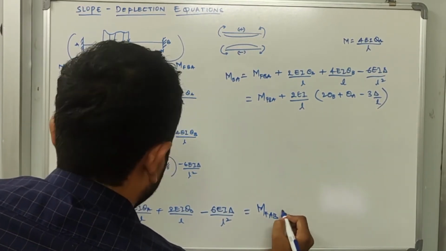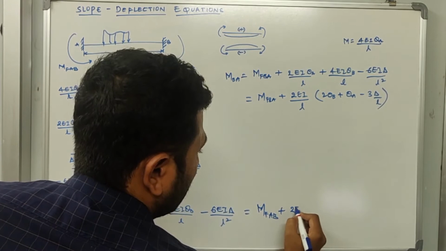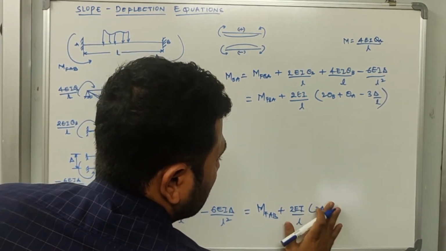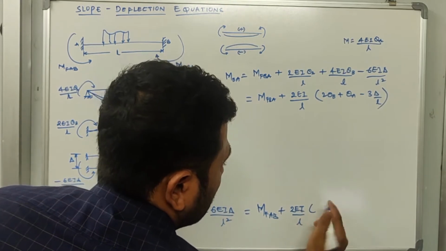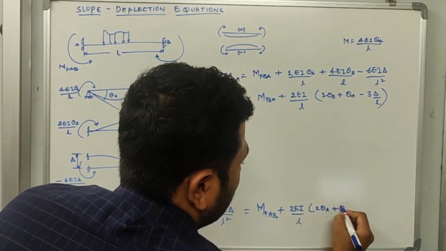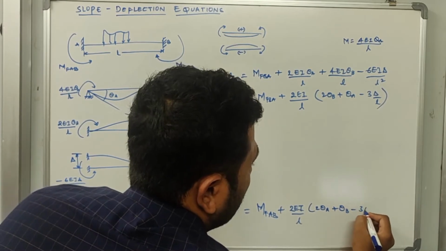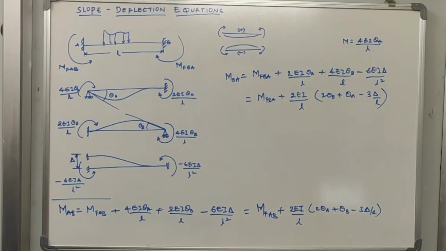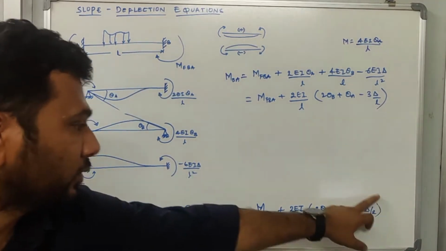MFAB plus 2EI by L, okay, 2 theta A, sorry, 2 theta A plus theta B minus 3 delta by L, okay. Now this is what the equation is. If you want to calculate how much is the end moment or final moment of any joint, okay, so this is what that equation will be, okay.